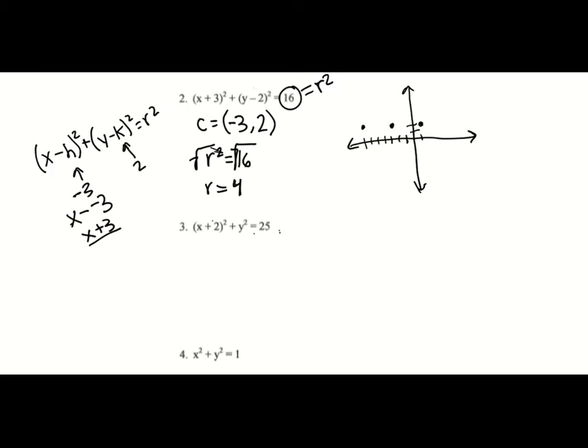I'm going to go up 4 from my center, 1, 2, 3, 4. Right here. And down 4. So I go 1, 2, 3, 4. And then I can connect the points of my circle. Okay, let's do number 3.